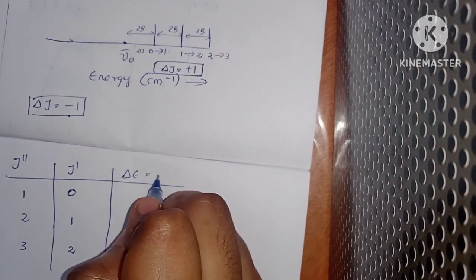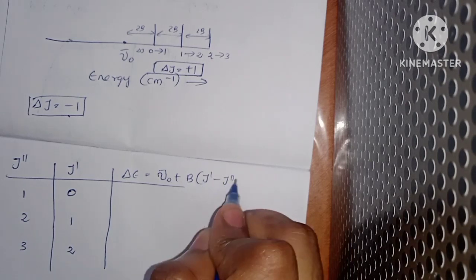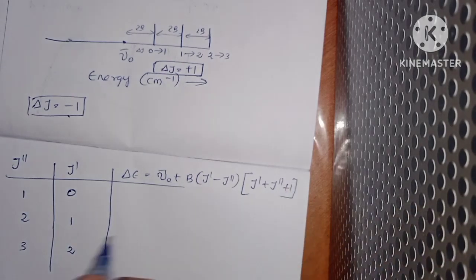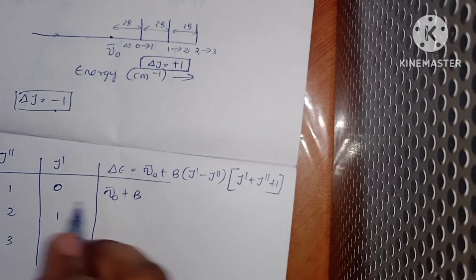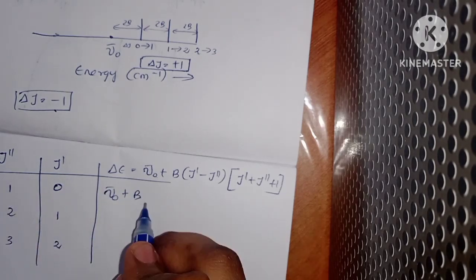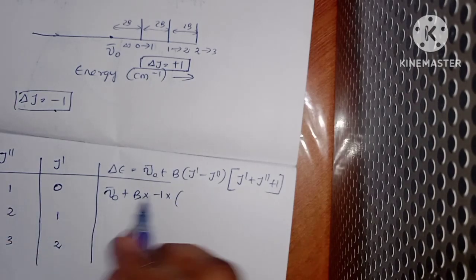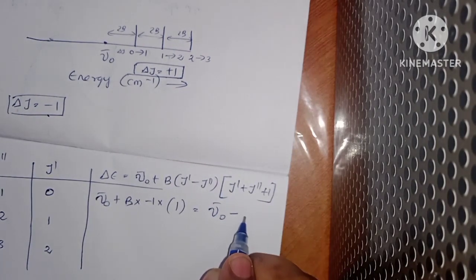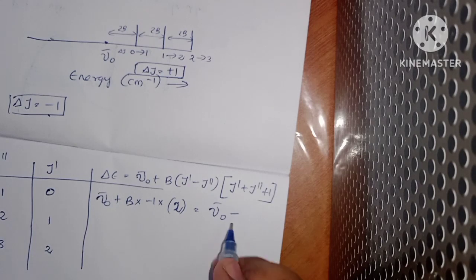Then delta E is equal to, as we have said, mu bar 0 plus B into J dash minus J double dash into J dash plus J double dash plus 1. We will get mu bar 0 plus B into 0 minus 1, that is minus 1, into 1 plus 0 plus 1, that is 2. We will get mu bar 0 minus 2B.